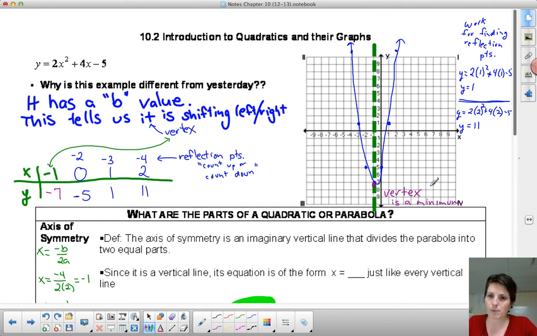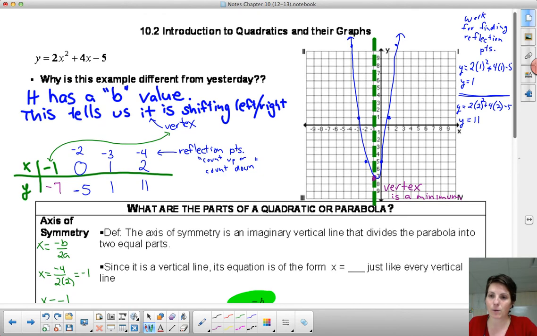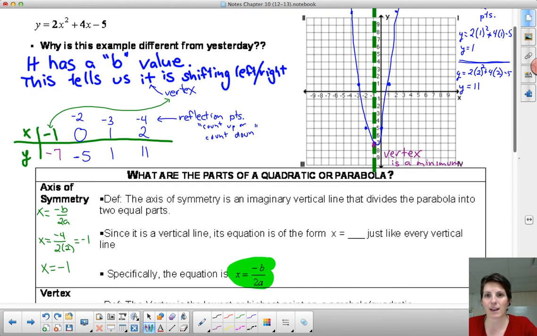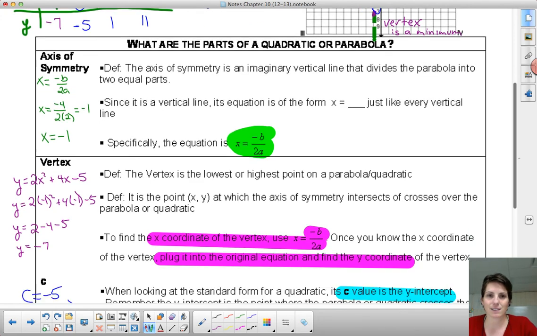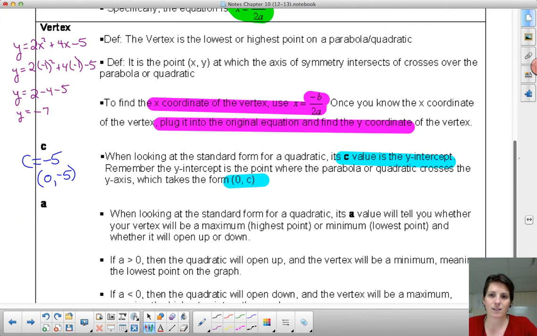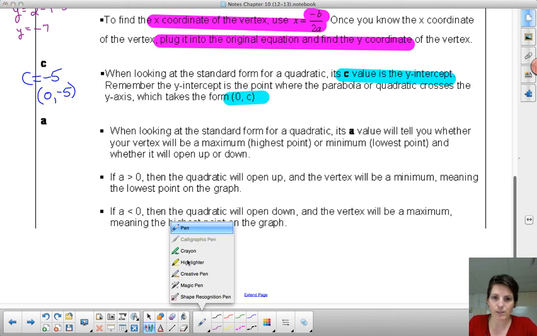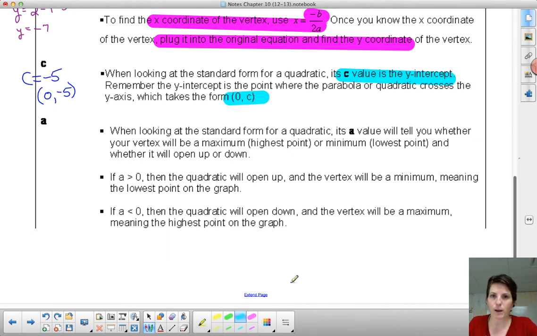The second thing we talked about was that vertex value being a minimum or a low point. If my A had been negative, it would have been a high point. I'm going to go back down here and remind you of the things that we highlighted in class about C. And we didn't highlight anything in class about A, but we did have a long conversation about all of its pieces. So C is that y-intercept. Let's highlight some stuff here about A.